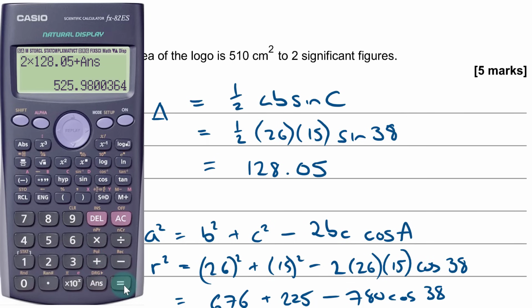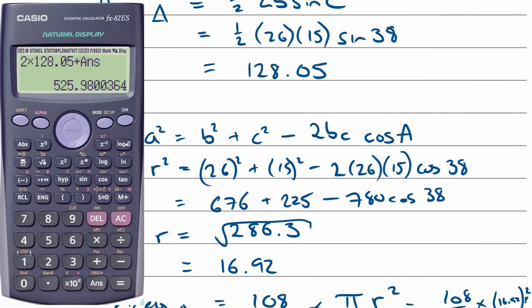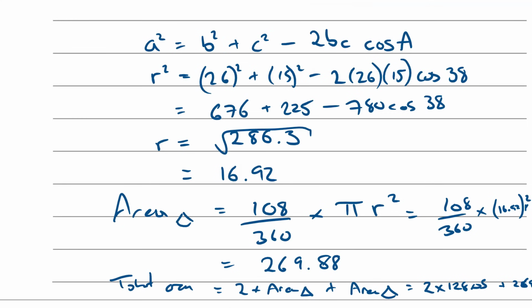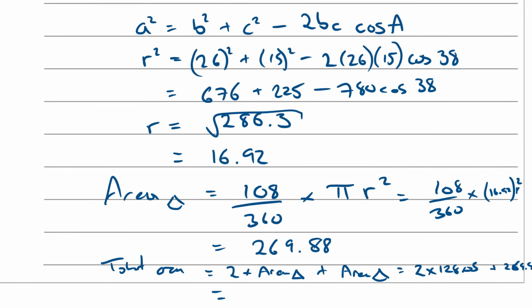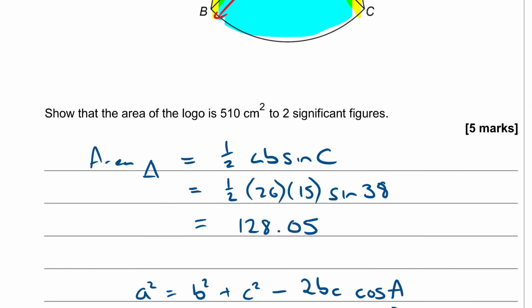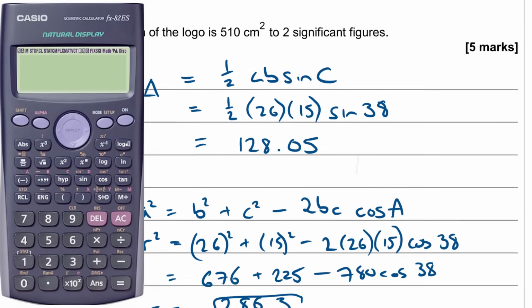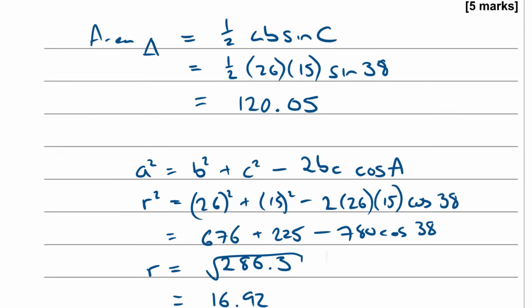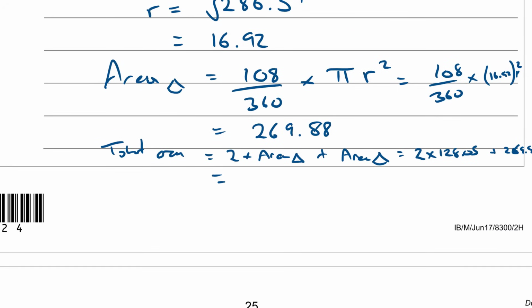Show that the area of the logo is 510 centimetres squared to 2 significant figures. Well, I get 530 to 2 significant figures. Okay, I'm not quite getting the answer that I was meant to here. I make that 520 something, where the answer here says 510. So I'm just going to go through and double check all my work. And I've just realized that I've made a mistake here when I read the calculator value. I did put the right thing in the calculator, but for some reason I misread the output, and it should be 120.05 there.